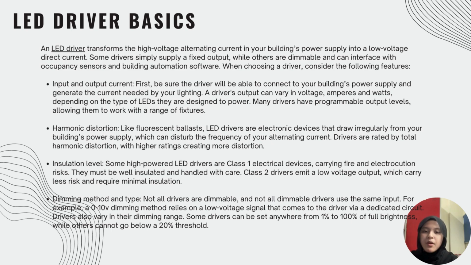Dimming method and type. Not all drivers are dimmable, and not all dimmable drivers use the same input. For example, a 0 to 10 volt dimming method relies on a low voltage signal that comes to the driver via a dedicated circuit. Drivers also vary in their dimming range. Some drivers can be set anywhere from 1% to 100% of full brightness, while others cannot go below a 20% threshold.